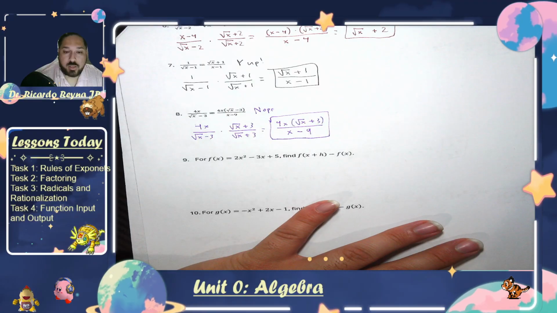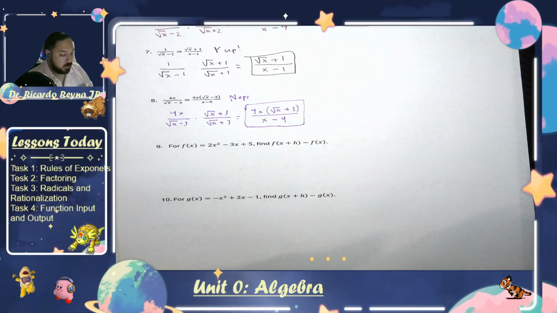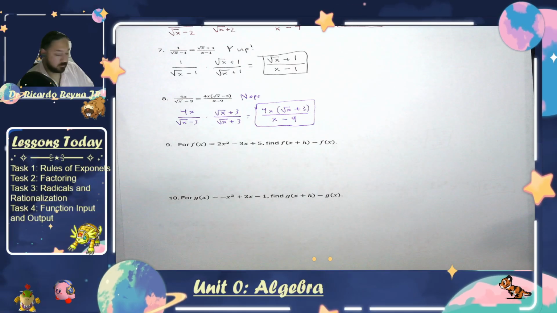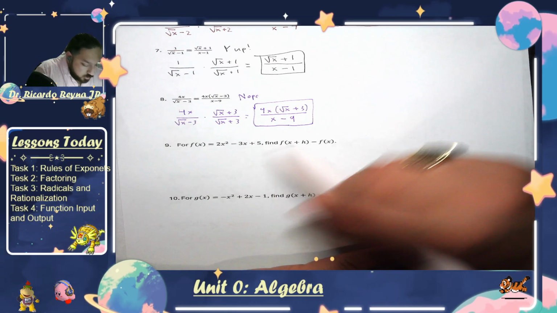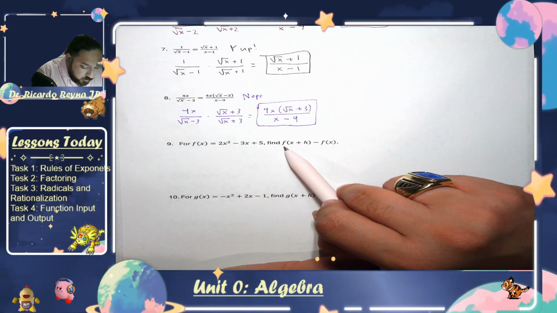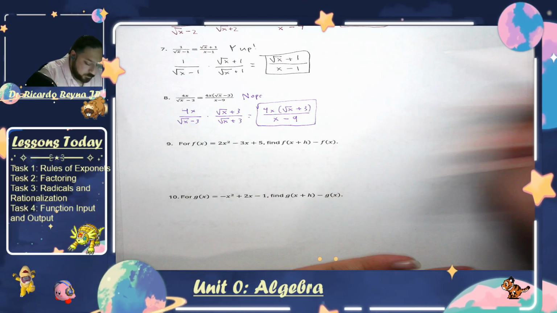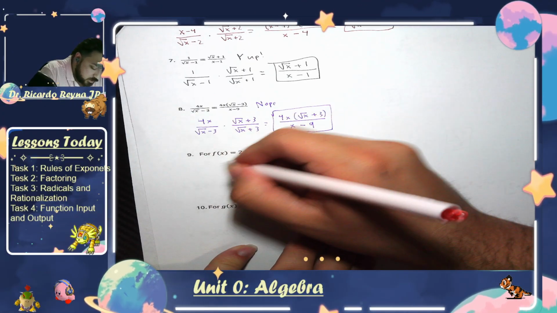Okay, let's now jump to the last ones. So for that last one, we have this expression and we want to find f of x plus h minus f of x. Okay, pretty straightforward, but let's go ahead and practice our substitution ideas.